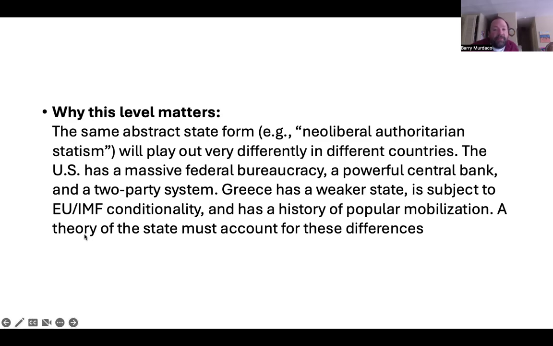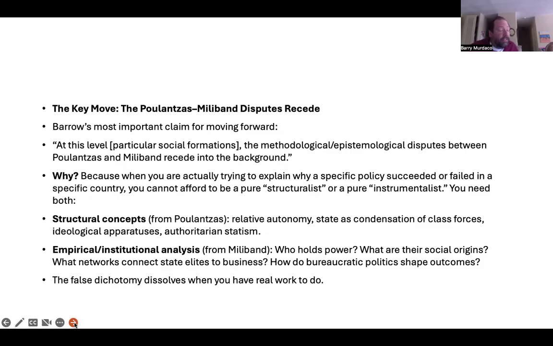The U.S. has a massive federal bureaucracy, a powerful central bank, and a two-party system. Greece, for example, has a weaker state, is subject to European Union and IMF conditionality, and has a history of popular mobilization. A theory of the state must account for these differences.